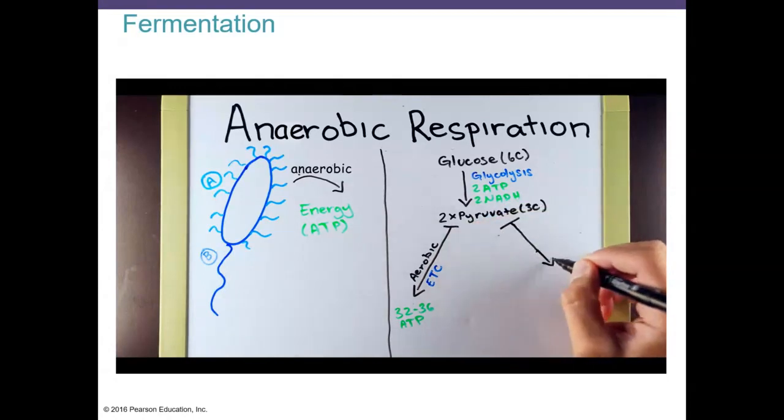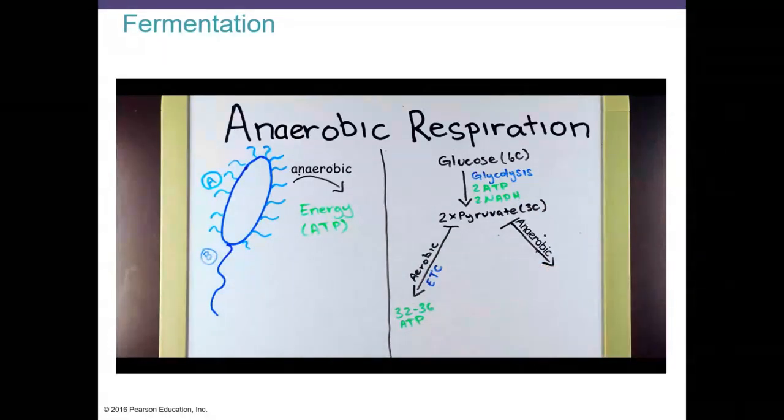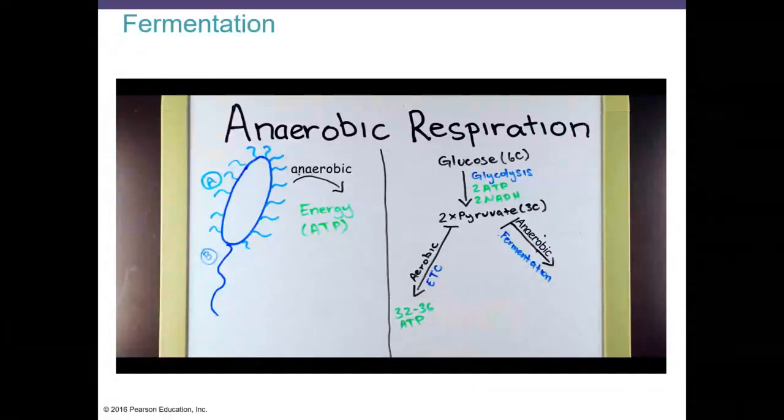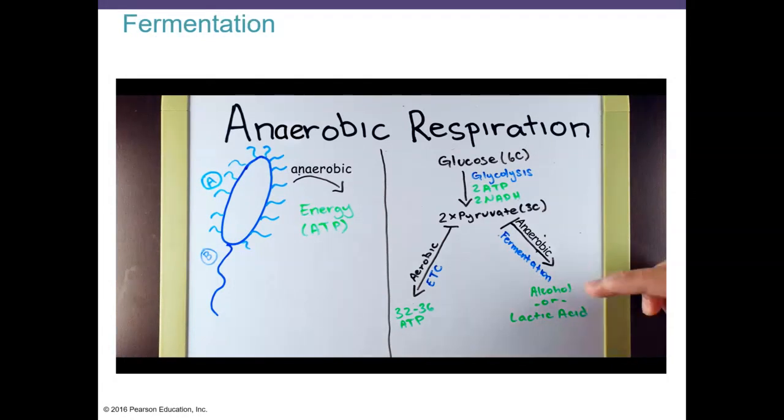However, we're focused on the anaerobic process. So what happens if the bacteria, which is what we have here in this case, is an anaerobe? Well, in that case, the bacteria will go down the anaerobic pathway. And at the end of this process, the bacteria will either make alcohol or lactic acid. Either way, this process does not actually make energy, at least not enough energy worthwhile for us to count.